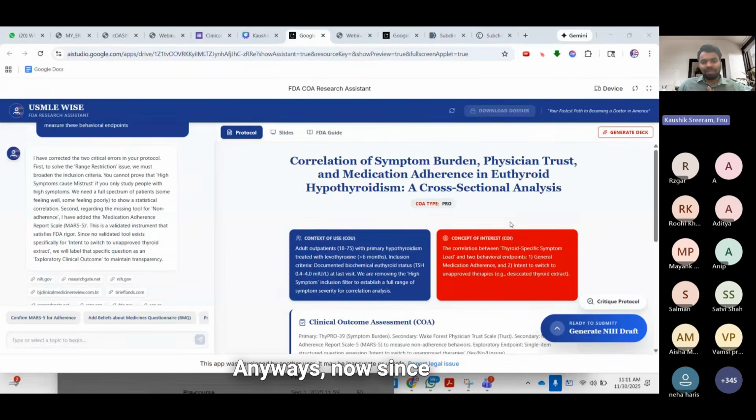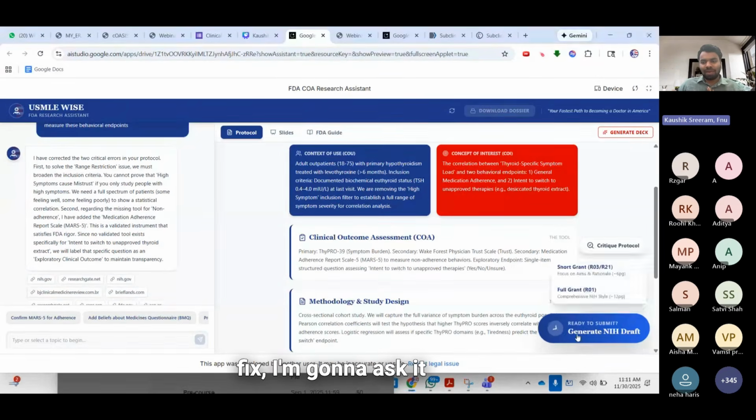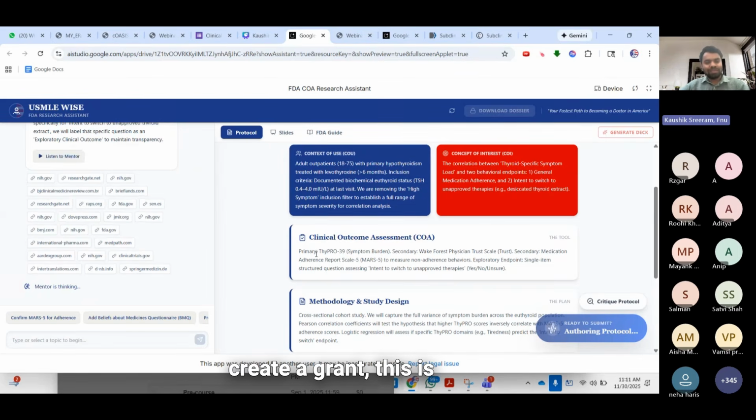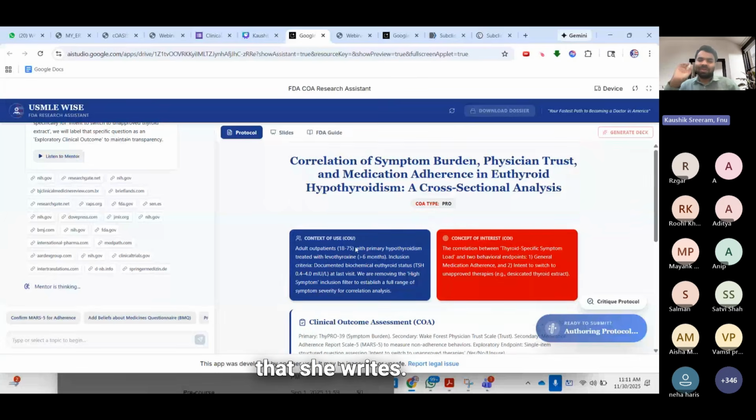Anyways, now since we made that small fix, I'm gonna ask it to create a full grant. So there are two options that I've given, either a short grant or a full grant, and it is going to create a full grant. Now, again, I want to highlight, when it says create a grant, this is based on my mentor's format, and she has got a few multi-million dollar grants. So she's very robust in her writing. So I like the way that she writes. So that's the reason why I trained the model to replicate her writing style.